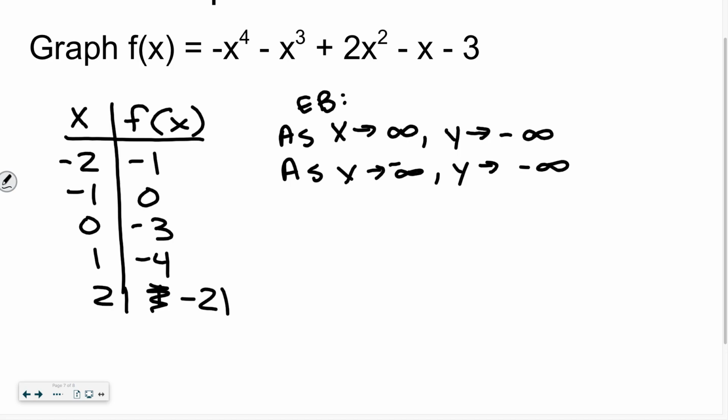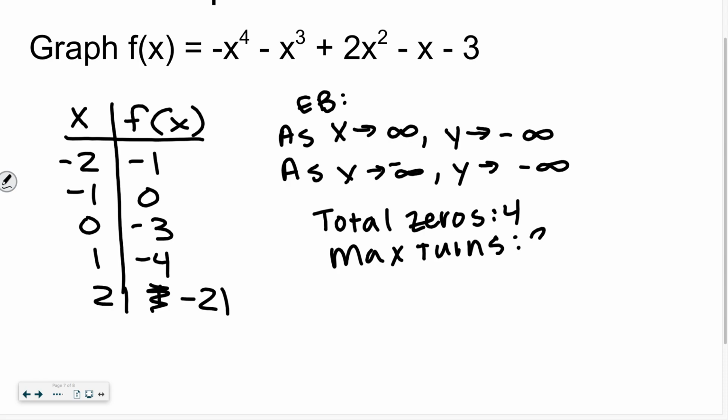Is that -21? Did you guys say -21? Yeah. Okay, yeah. Total zeros is what? 4. Max turns? 3. Sketch your graph. -2, -1, -1, 0, 0, -3, 1, -4. That other one is too far. I'm not even going to grab that point. I'm over it.